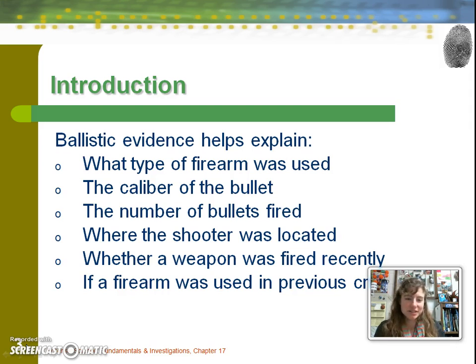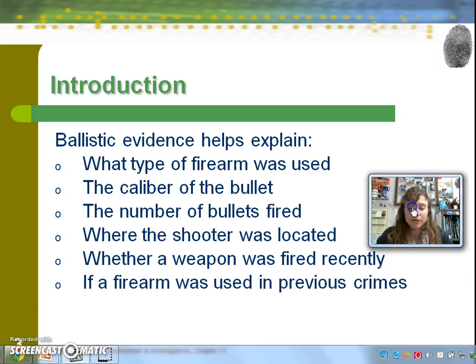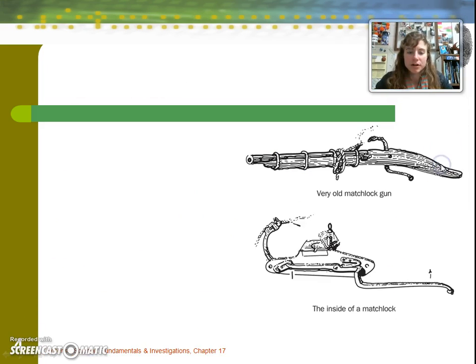Alright, welcome to this discussion on ballistics. Ballistic evidence can help determine what kind of firearm was used, the caliber of the bullet, the number of bullets fired, where the shooter was, where the victim was, how recently the weapon had been fired, and if the firearm had been used in previous crimes.